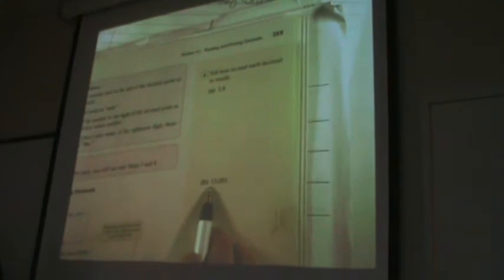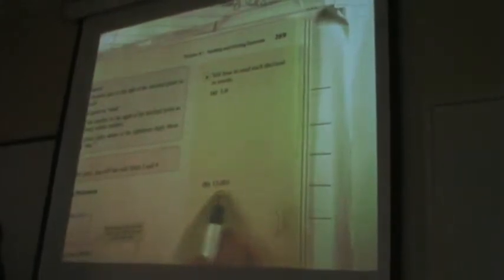This would be written 15 and 1 thousandth. This would be written 3 and 8 tenths.